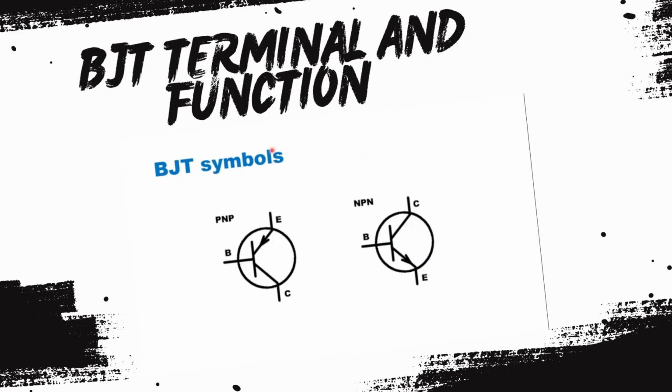Let us see the BJT symbols. As we have studied, there are two transistors. One is NPN and second one is PNP transistor. How do we recognize whether the transistor is NPN or PNP? If it is a PNP transistor, then the arrowhead in the emitter region is towards the base region, meaning the arrowhead is always inwards. If it is an NPN transistor, the arrowhead in the emitter region is always from base region towards emitter region, meaning the arrowhead is always outwards.